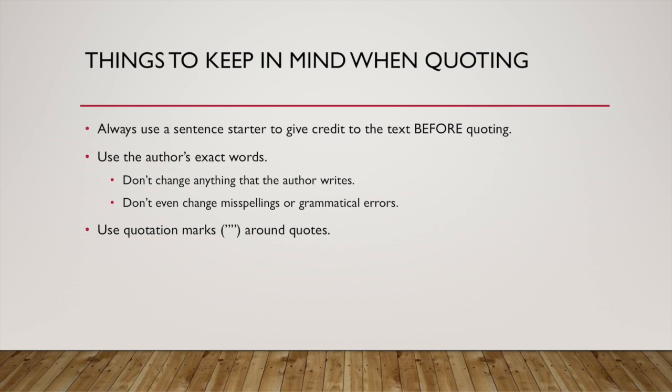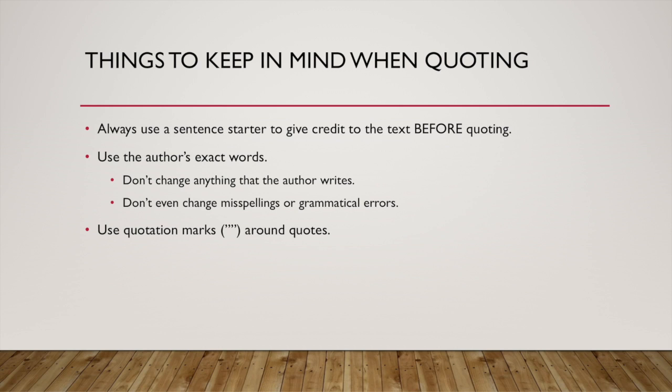Also, when we quote, we need to use the author's exact words. And that means we don't change anything, we don't shorten it up. Even if there's a misspelling from the author or a grammatical error, we don't change anything. Now, you can use more than one sentence, so you could use several sentences to prove your point. But remember, we're not changing any of the author's words. And finally, when we quote, we need to use quotation marks around the actual quote.